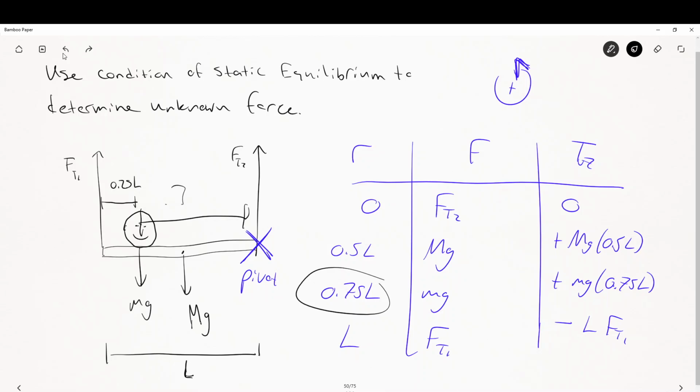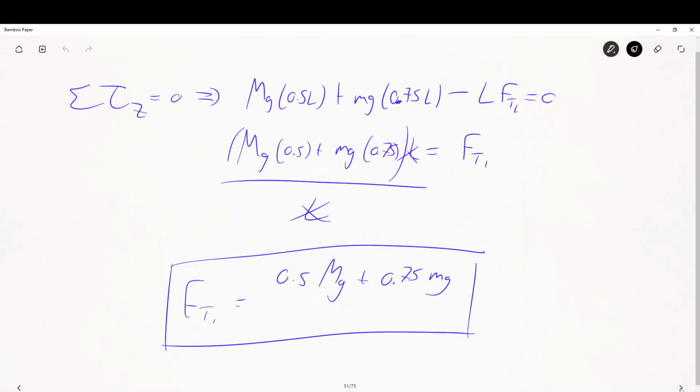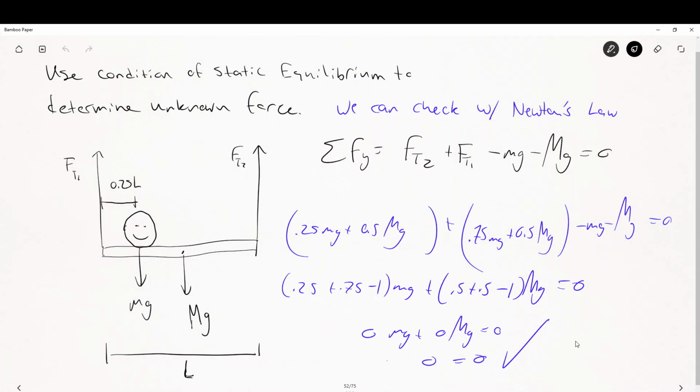So he's further away, so he produces more torque relative to that pivot. So, balance our torques and solve out the equation. We get Ft1 is half of mg plus 0.75 of mg. Big M for the 0.5 and little m for the 0.75.